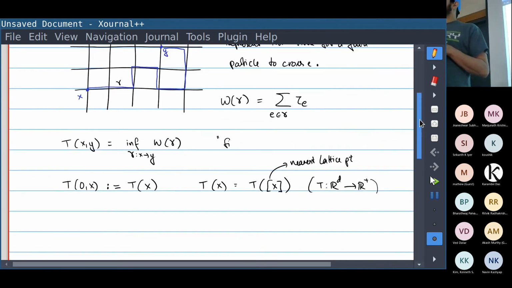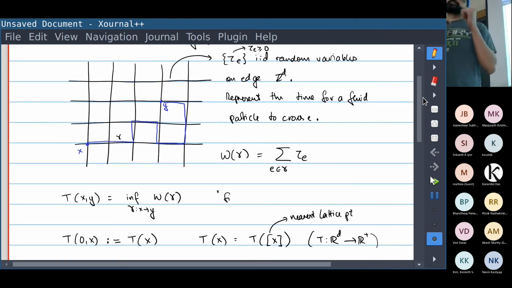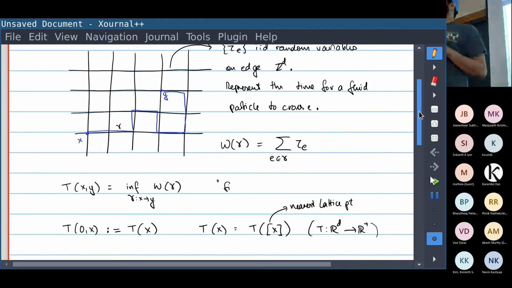So far there is no probability. This is for any fixed realization, any fixed realization so far.